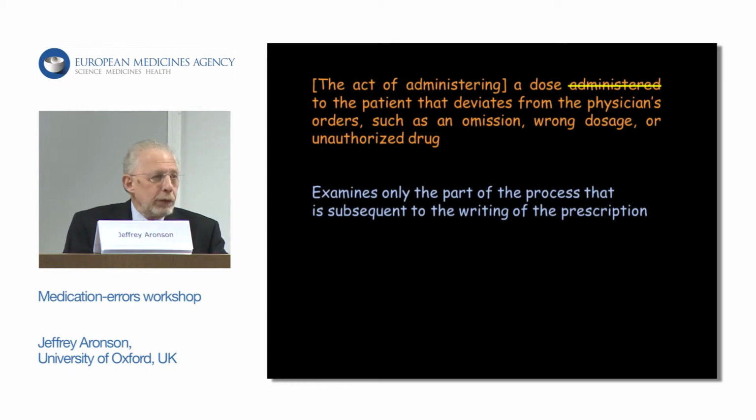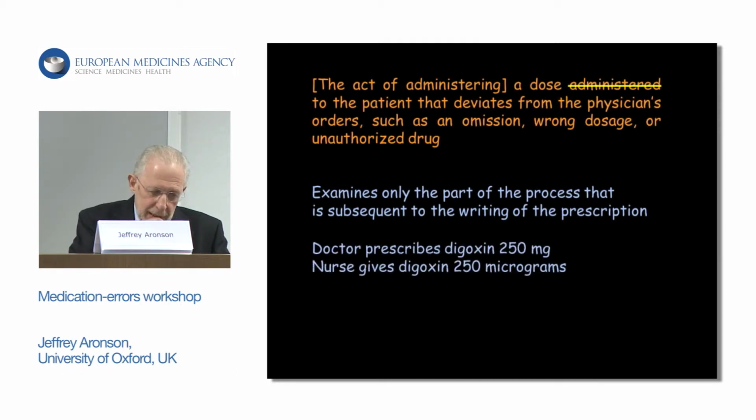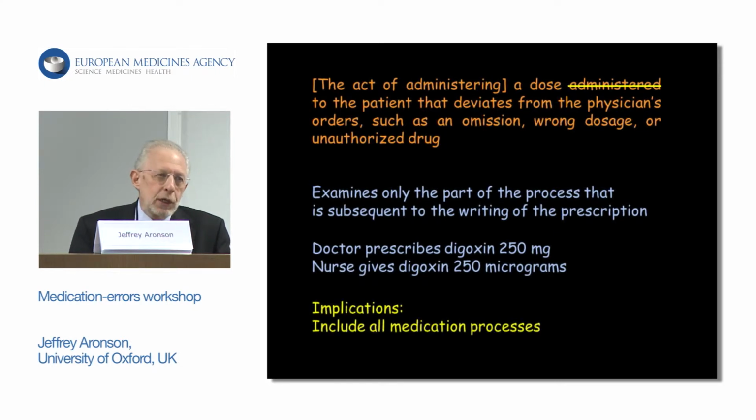It doesn't deal with all the pharmaceutical matters we're aware of, the manufacturing problems and so on. It's very restricted. In addition, imagine the case where a doctor prescribes 250 milligrams of digoxin, but the nurse corrects to 250 micrograms. An error has occurred, but not in the administration of the drug, and that should be counted. The implication is we should include all medication processes when we're thinking about medication errors, not merely writing the prescription.